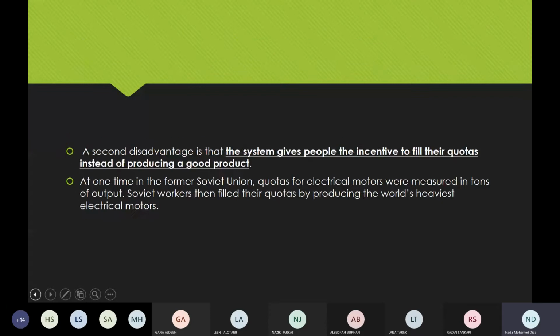And the second disadvantage is that the system gives people incentive to fill their quotas instead of producing a good product. I know that I am working in this school. I'm a teacher, I work in this school. The government hired me in this school. So I just work. I don't give my best because I know nothing will happen to me. I'll stay in the job till I die. So when I lack ambition, I just do the job to do the job, not to produce a good product.